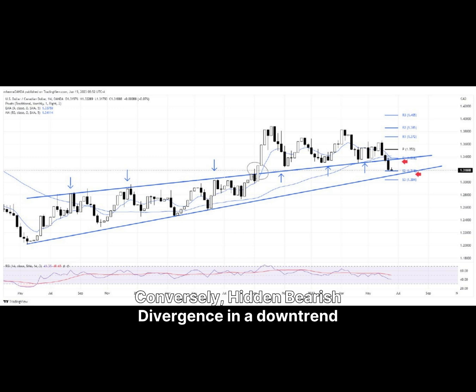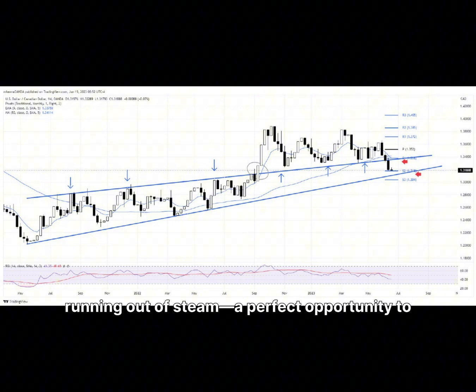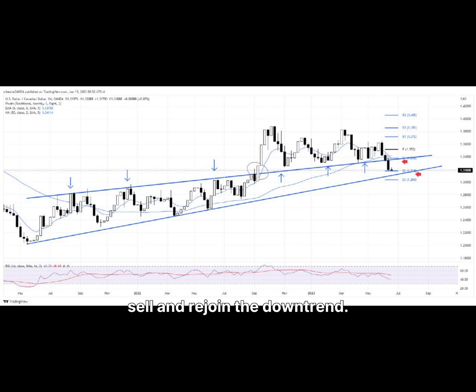Conversely, hidden bearish divergence in a downtrend is when price makes a lower high, but MFI makes a higher high. This indicates a temporary rally that is running out of steam, a perfect opportunity to sell and rejoin the downtrend.